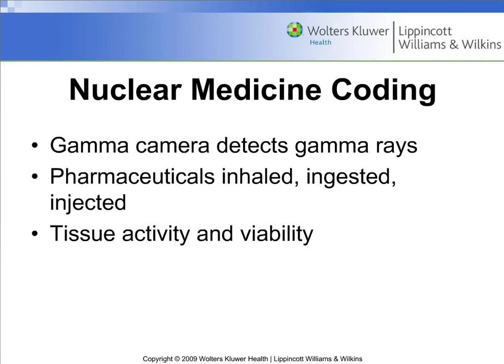Okay, nuclear medicine coding. Diagnostic nuclear medicine studies usually use specifically formulated pharmaceuticals that emit gamma rays. There are certain organs that will take up the pharmaceuticals, and then the resulting gamma rays are detected by the gamma camera and images are produced. The radiopharmaceuticals can be inhaled, ingested, or injected. The images show the organ or tissue activity and the viability of those organs or tissues.